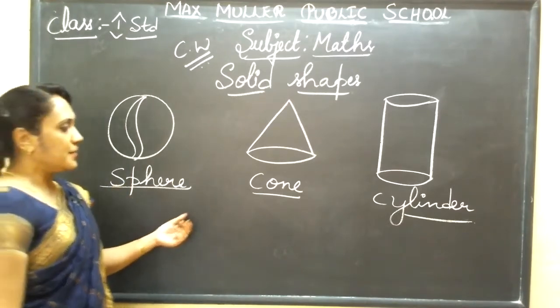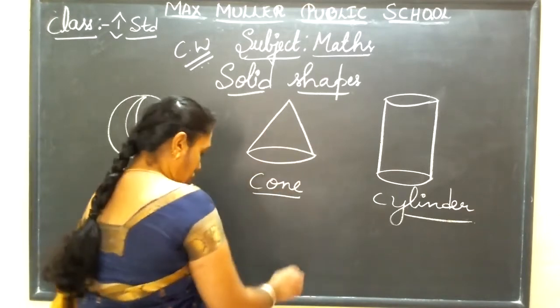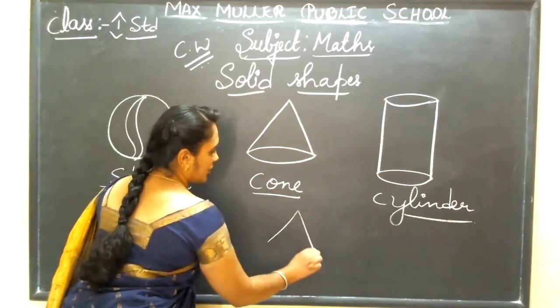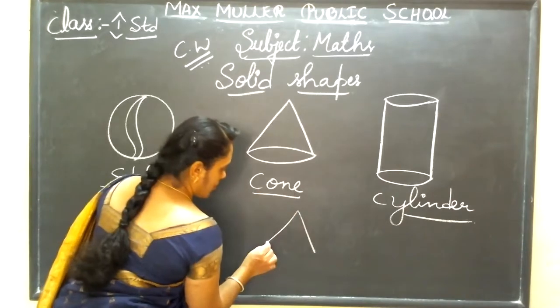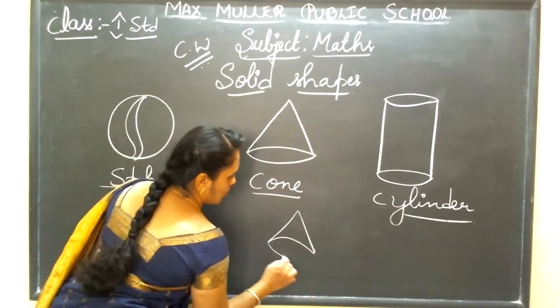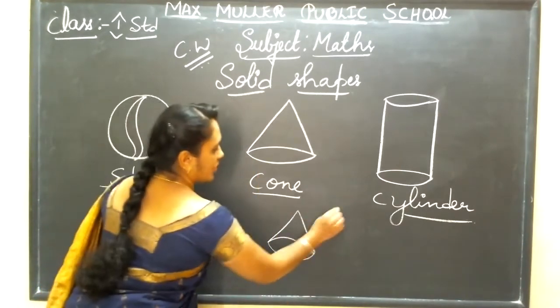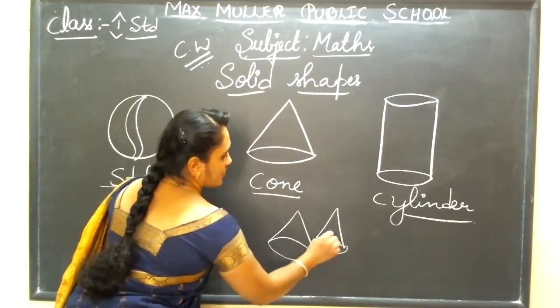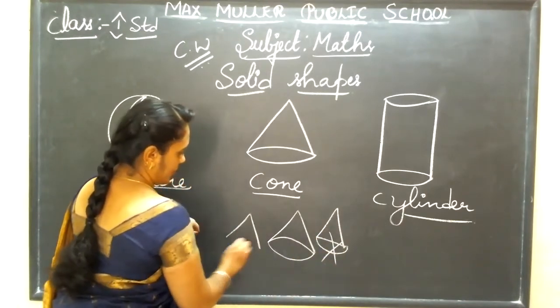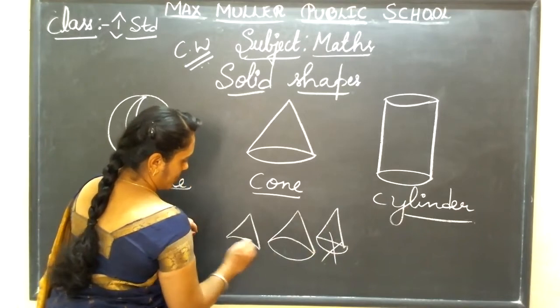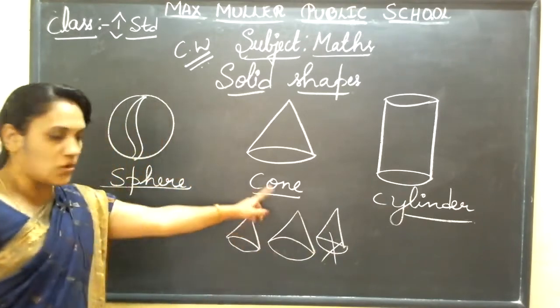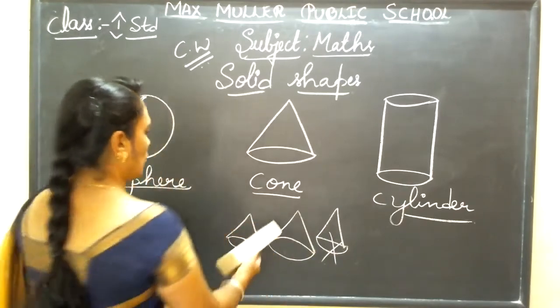S-P-H-E-R-E, sphere. This is cone. First draw a triangle like that. Then curve. Upper curve, lower curve. Okay. Don't draw like this. Some will draw like this. This is wrong. Okay. Like this. Then upper curve, lower curve. This is cone. C-O-N-E, cone.